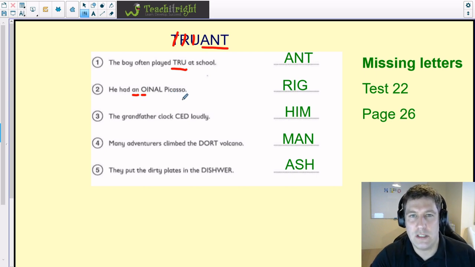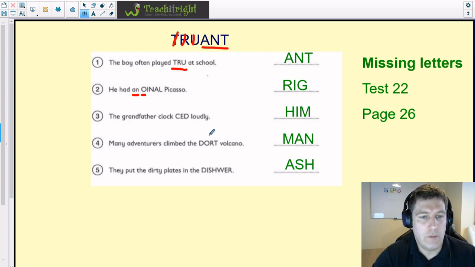So he had an something, Picasso. Now Picasso, of course, is an artist. And the word we need here is original. Original, to leave us with the word rig. Okay, like an oil rig. Number 3, we've got the grandfather clock something loudly. And the word we're looking for here is chimed. Chimed. Again, cross out the letters and we're left with him.